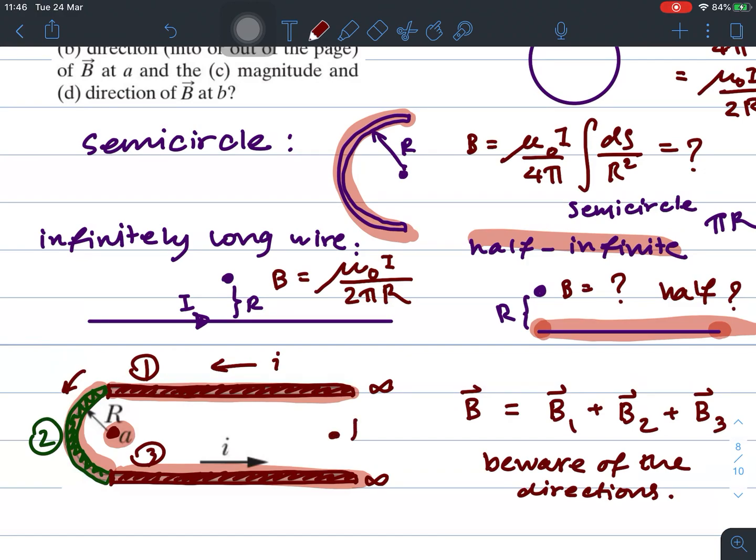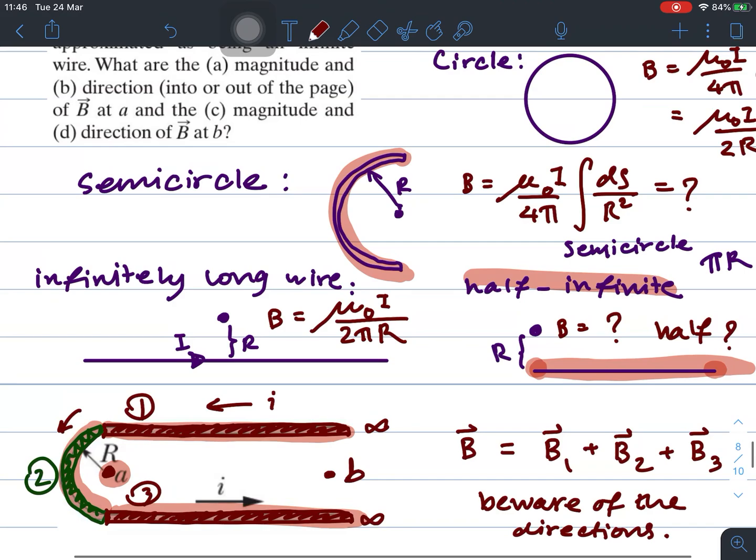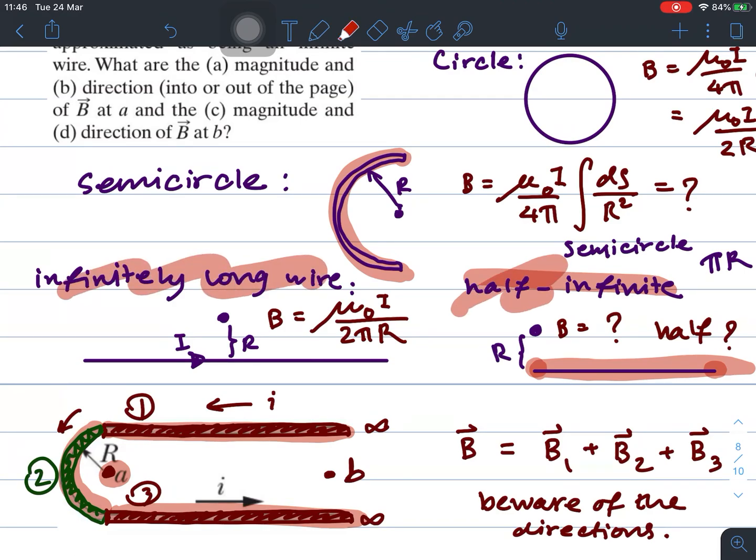Then for the point B, I would like you to work this out. Whether you are going to use the infinitely long wire or the half-infinite wire, you need to think about that, and also whether to treat some of the parts as 0.